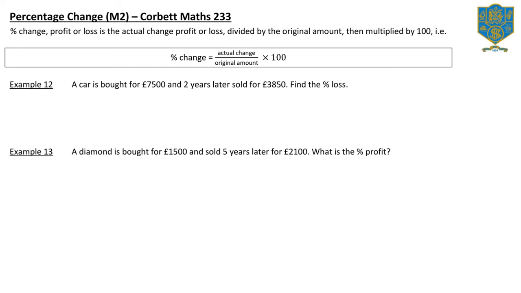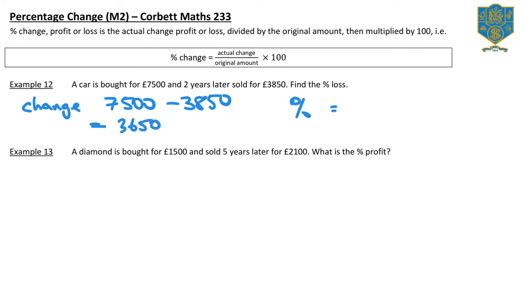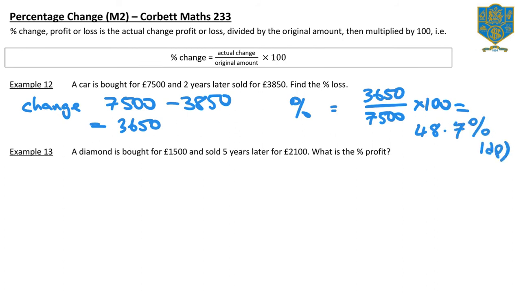So example 12, a car is bought for 7,500 and sold for 3,850. So we need to work out the actual change. So the change is 7,500 minus 3,850, which is 3,650. So the percentage change is going to be the actual change, so 3,650 divided by the original amount of 7,500 multiplied by 100, and that gives us 48.7% to 1 decimal place.